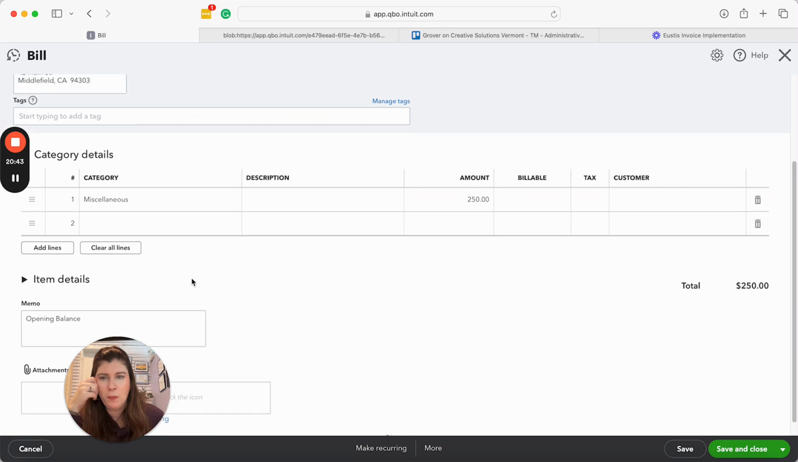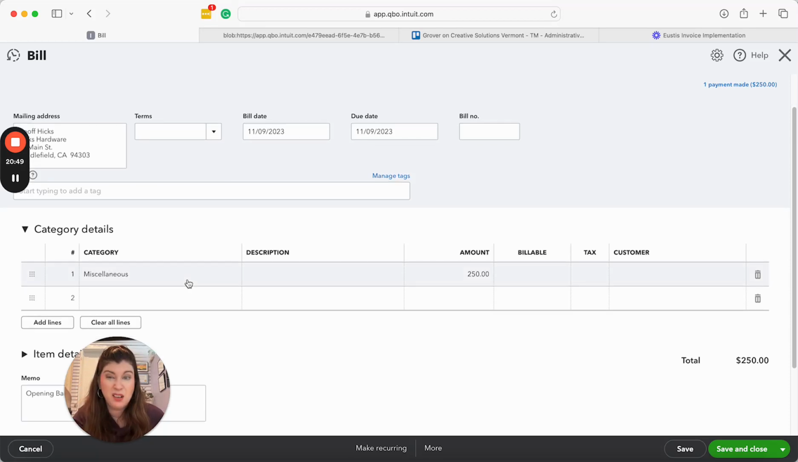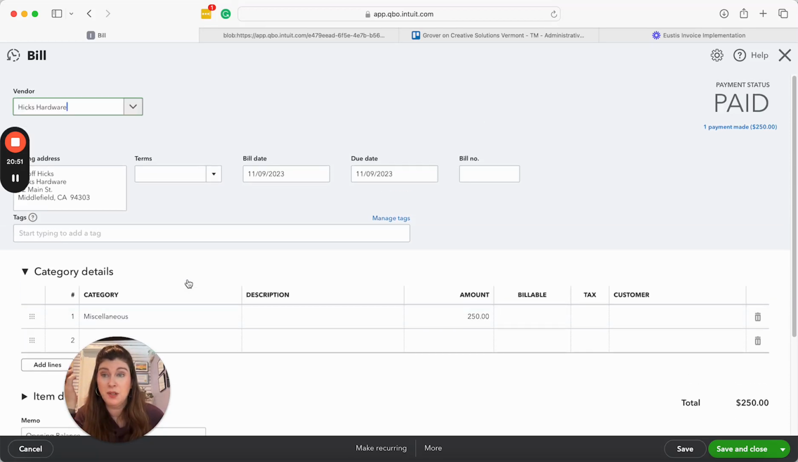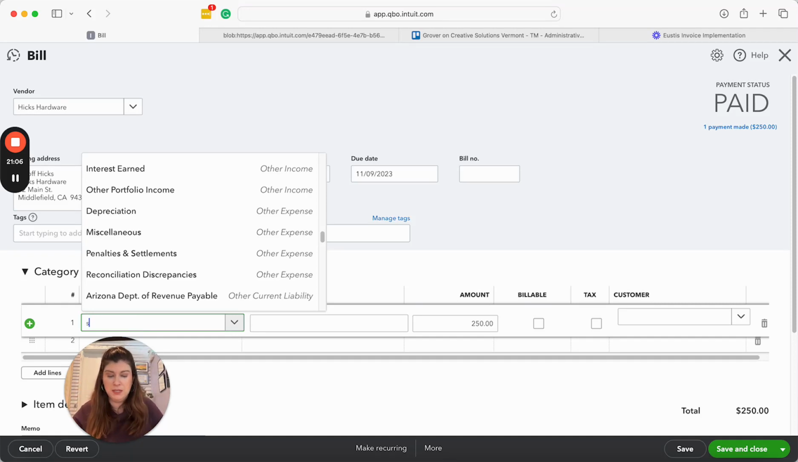This says open balance, miscellaneous, $250, Hicks Hardware. This is probably an incorrect entry. This is probably a cost of goods sold. They're landscaping, so they probably went to the hardware store. They needed to buy something. If it's a cost of goods sold, then it's part of selling something to your customer. If it's like something consumable that you use as part of your business, it could be supplies.